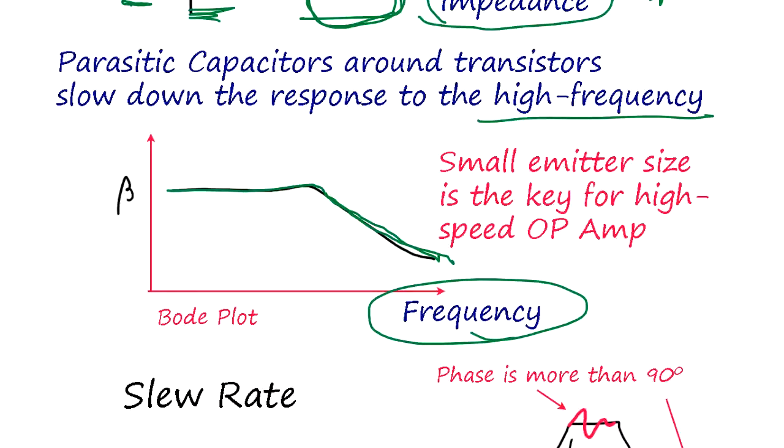When the frequency goes high, beta decreases, and this is the Bode plot. The Bode plot talks about the gain by frequency. And there's also another chart called phase. Phase also changes for the AC current.